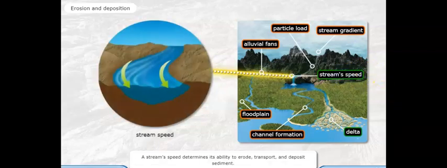A stream's speed determines its ability to erode, transport, and deposit sediment. Water moving at a faster speed can move more sediment as well as larger sediment particles. Though you can't tell by just watching it, water in a stream does not all travel at the same speed. Water near the bottom travels more slowly than water at the surface because of friction, or drag, on the stream bottom.